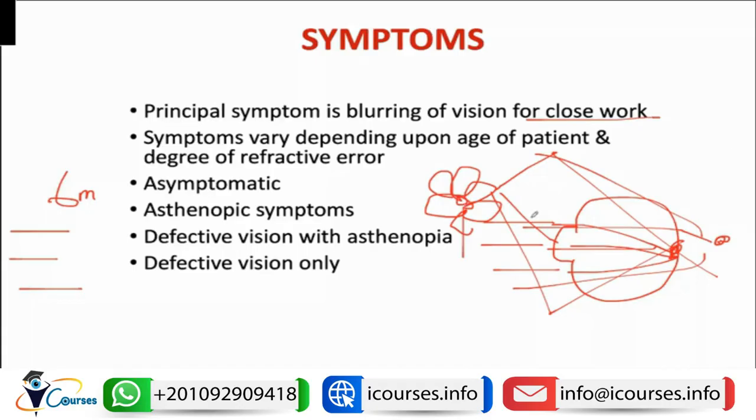The answer is no, because we have many variables. The first and foremost important is the age of the patient. We know that we are born with severe hypermetropia. The axial length of the eye is very short, about 16 or 17 millimeters. So in order to compensate for this refractive error, we have a large amount of accommodation, maybe up to 20 diopters.